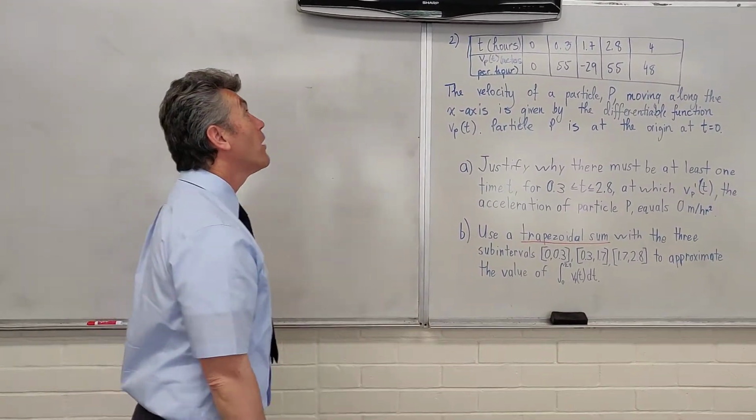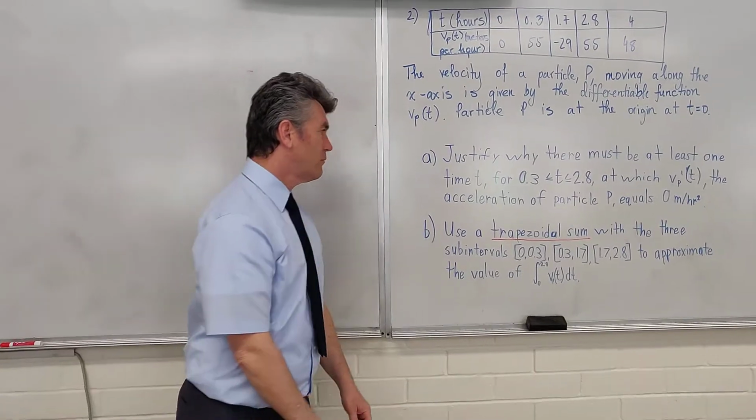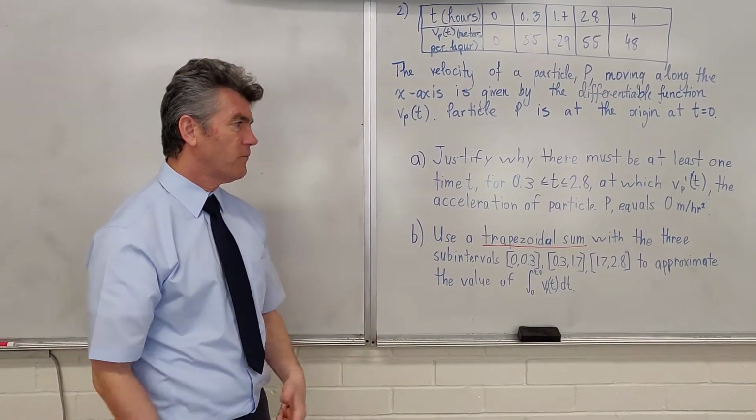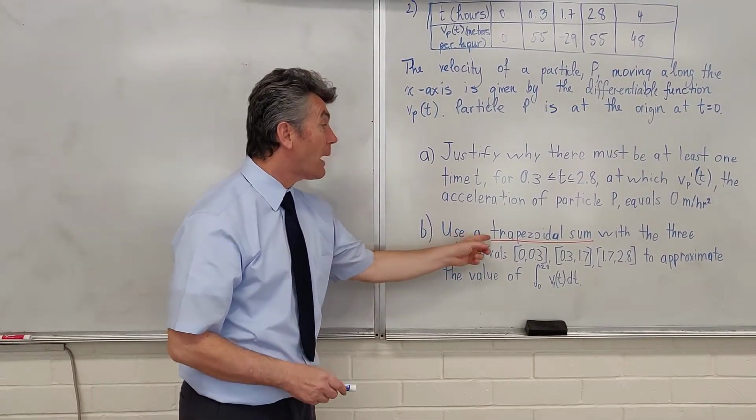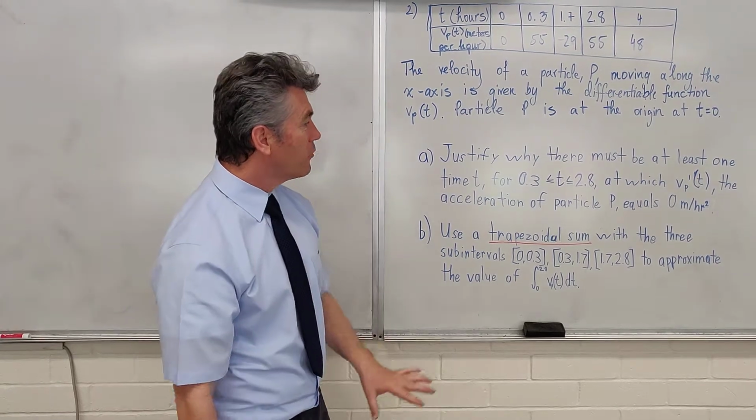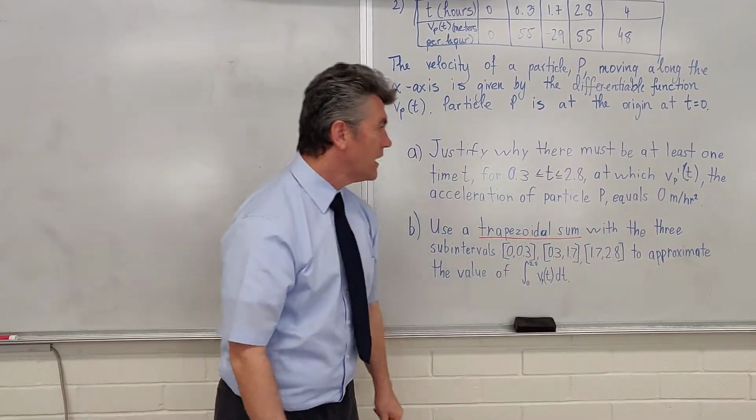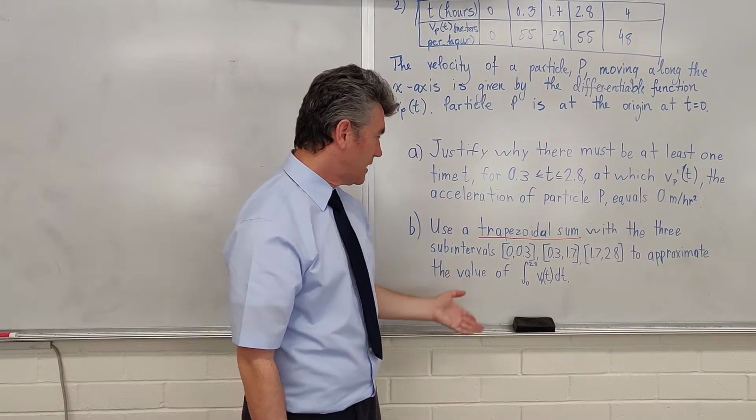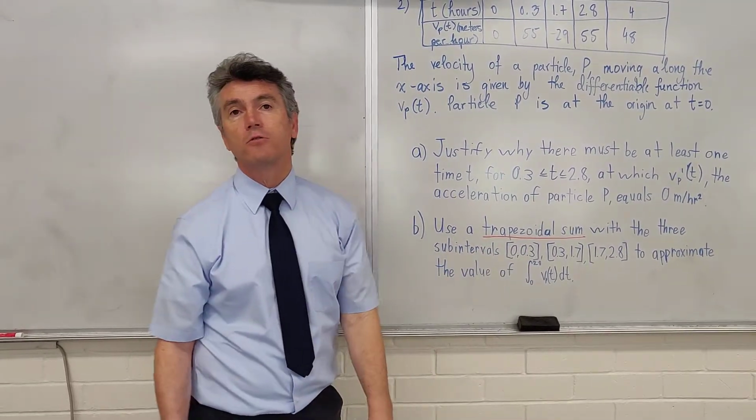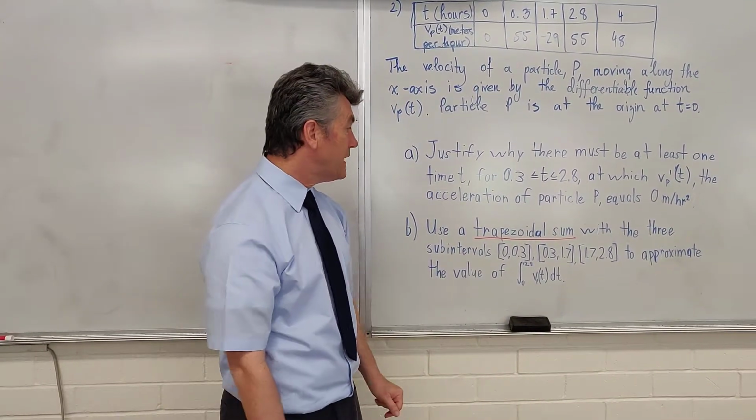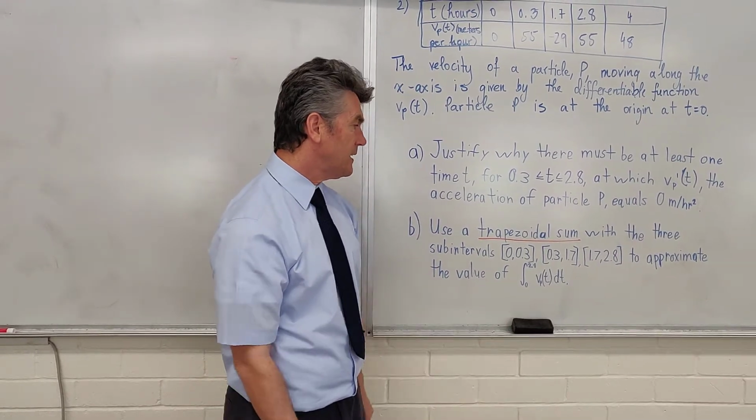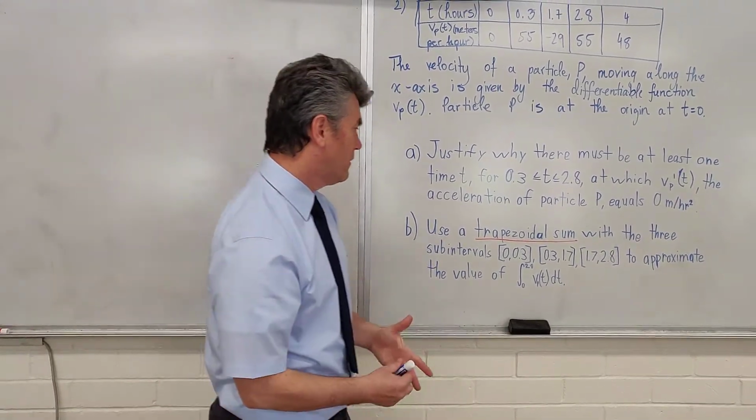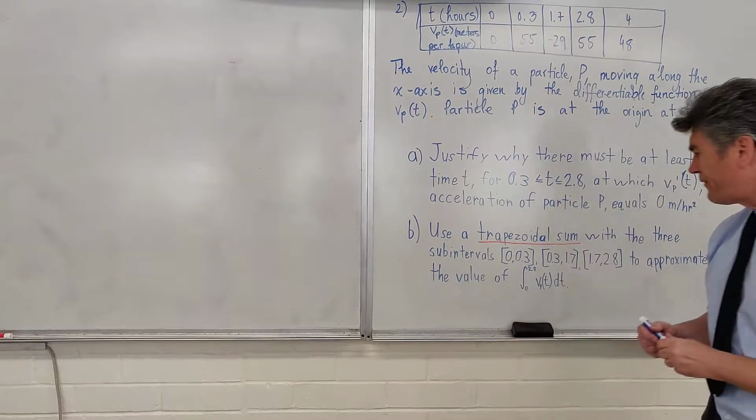Okay. We are now moving on to part 2 of this problem. We read it very carefully. What are we told? We're told to use a trapezoidal sum. We're given 3 integrals, and we're asked to approximate the definite integral from 0 to 2.8 of v sub p of t dt.